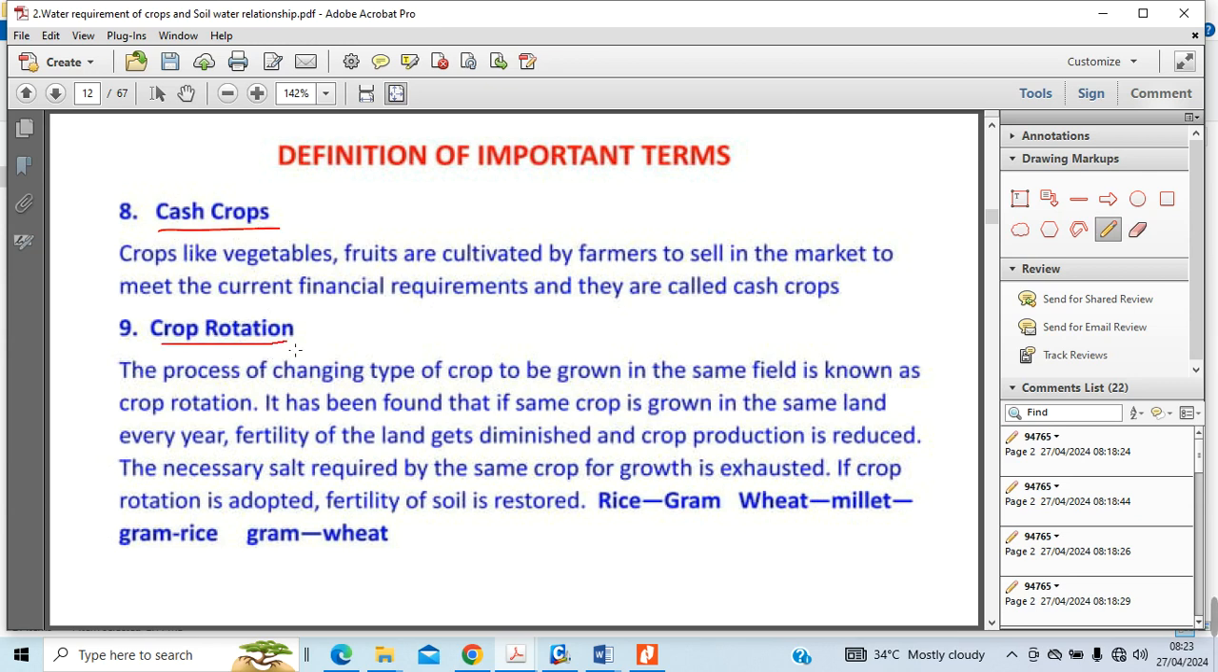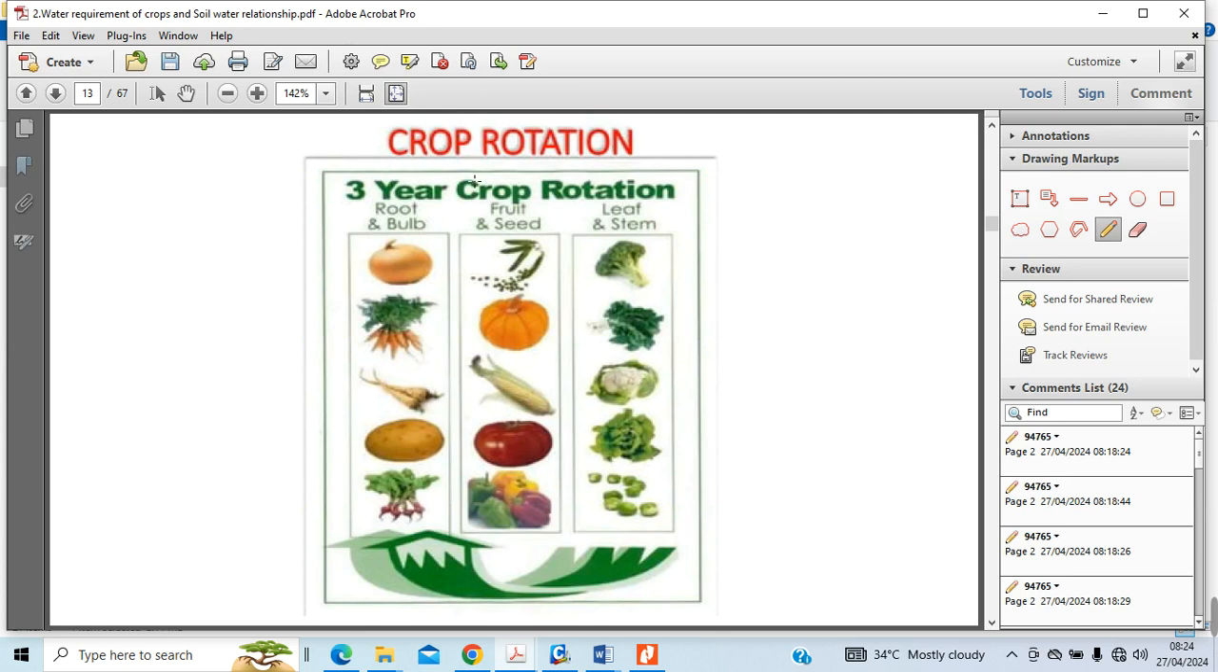The crop rotation. The process of growing different types of crops in the same field is known as crop rotation. It has been found that if the same crop is grown in the same land every year, the fertility of the land gets diminished and crop production is reduced. The necessary salt required by the crop for growth is exhausted. If crop rotation is adopted, the fertility of the soil is restored. Rice, gram, wheat, millet, gram, rice, gram, wheat. This is a 3-year crop rotation. So root, bulb, fruit, seed, this one.